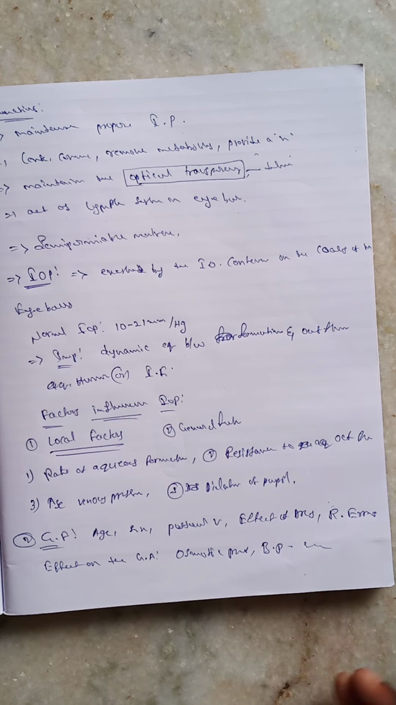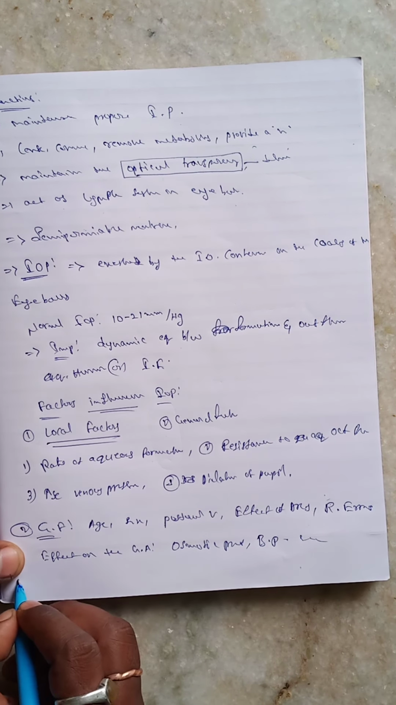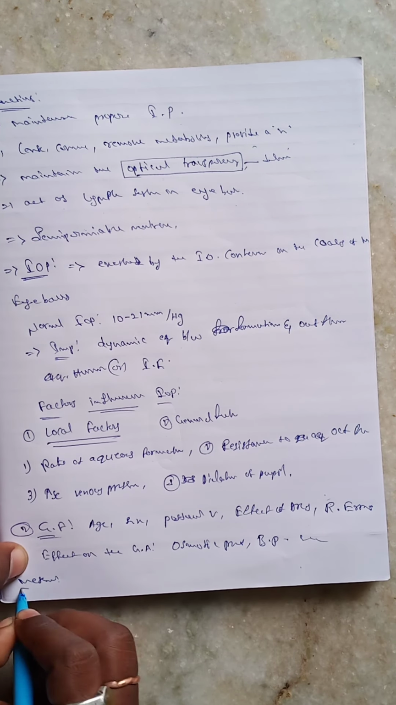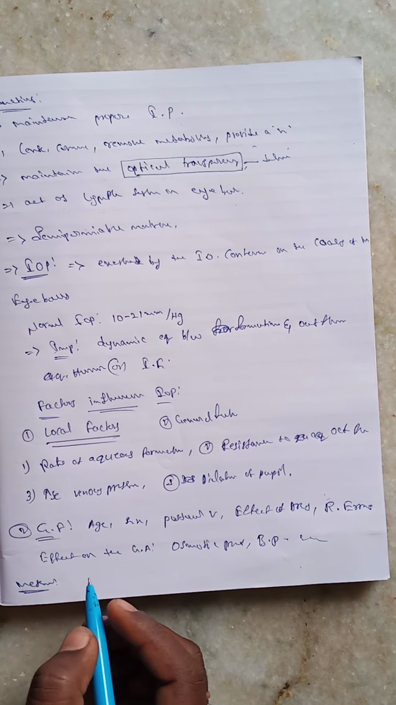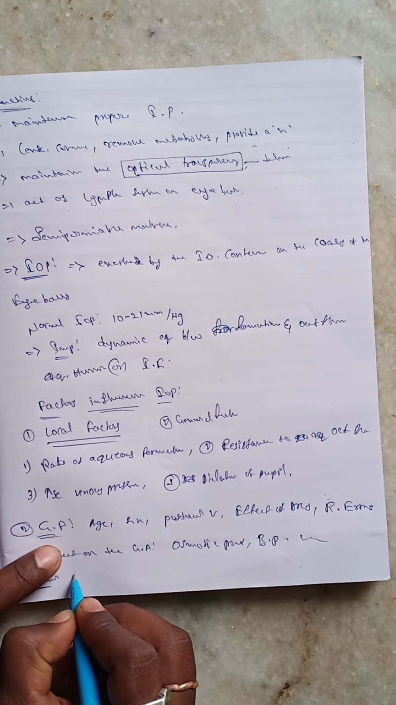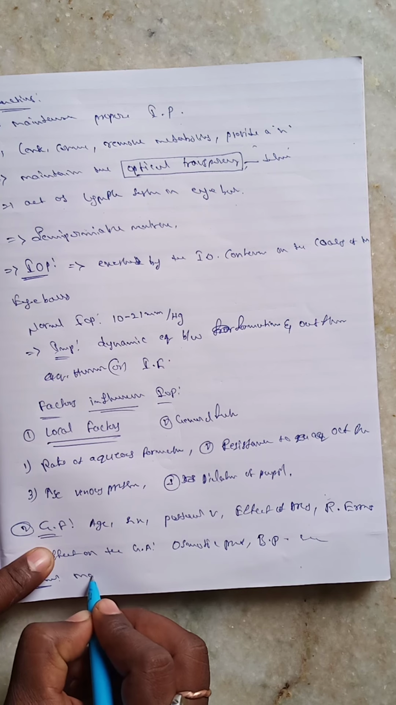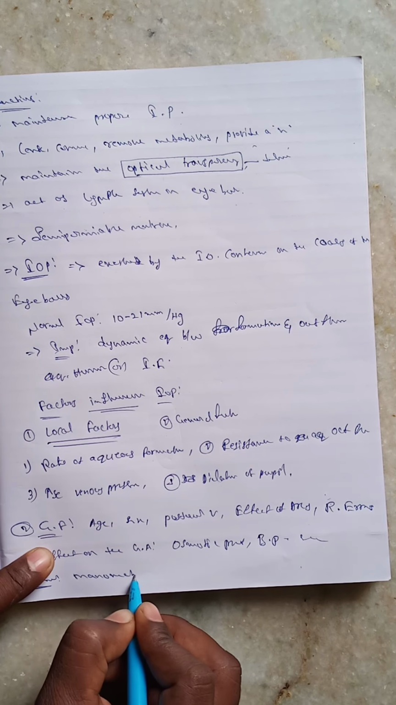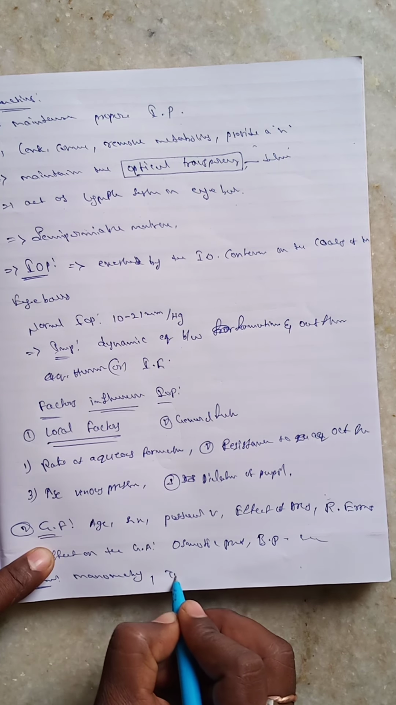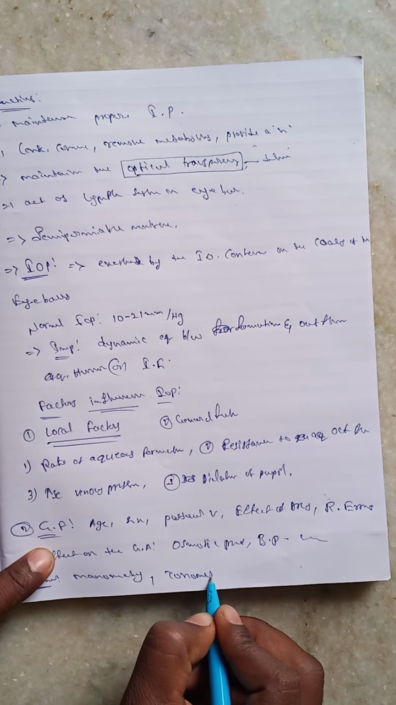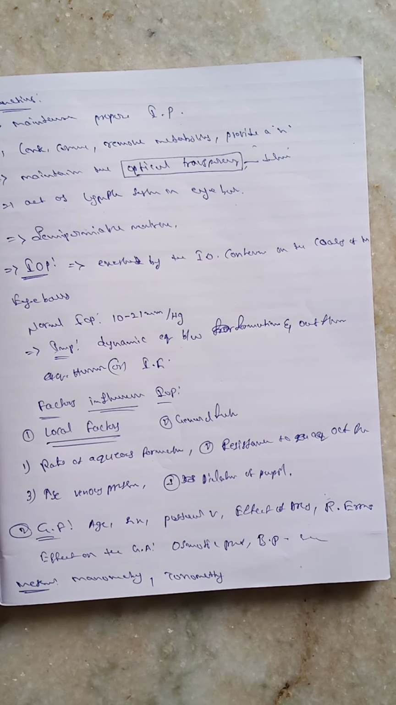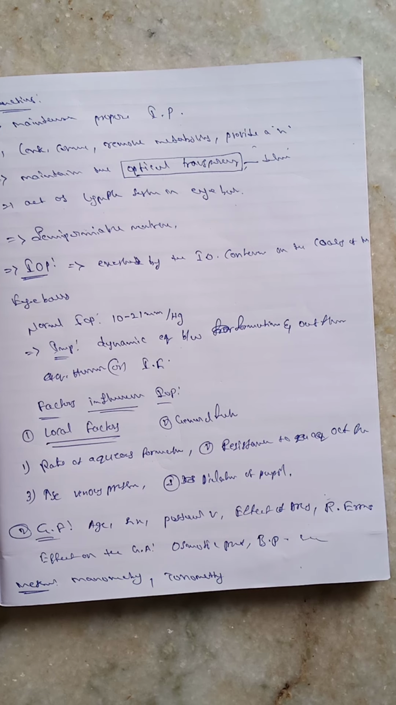How to measure the IOP? There are two methods. One is the manometry method, and the second one is the tonometry method. Both the manometry and tonometry methods detect the IOP in our body.